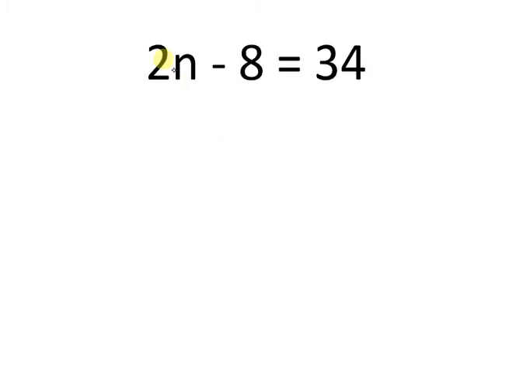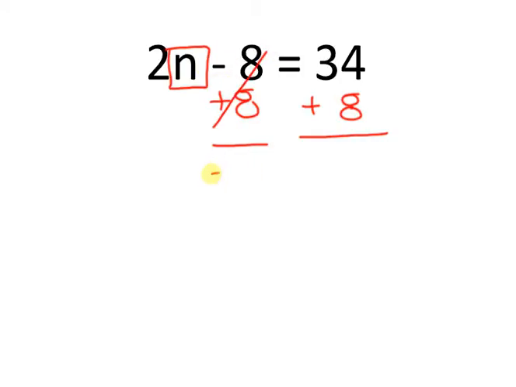All right, let's go ahead and box our variable. And then we have minus 8 here, so I'm going to do plus 8, plus 8. Remember, we have to do both sides of the equal sign. Our minus 8 and plus 8 will cancel, and we bring down 2n. We're going to bring down our equal sign, and 34 plus 8 is going to be 42.